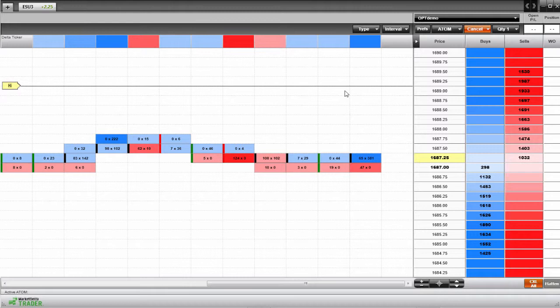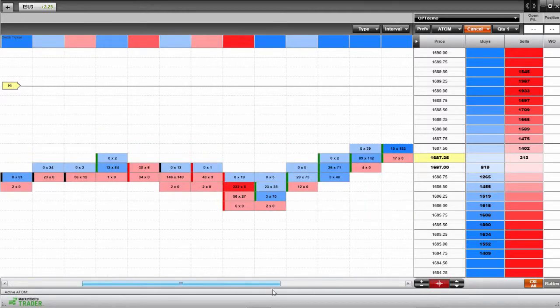So let's go ahead and take a look here. We have Market Delta Trader open. You can see that it is here. We have our footprint chart over here to the left hand side. We have our depth of market screen to the right hand side. It's all one window. We can scroll back through the history here.